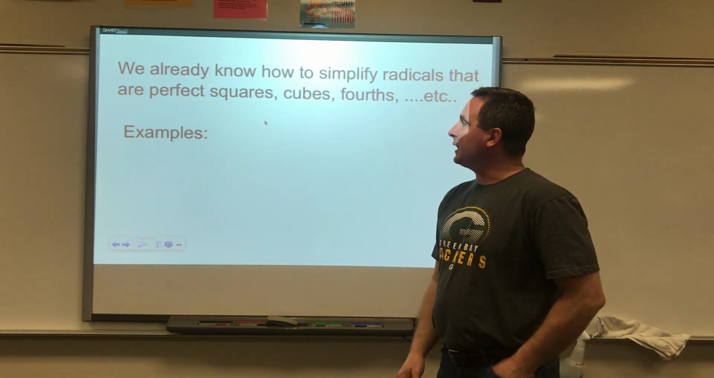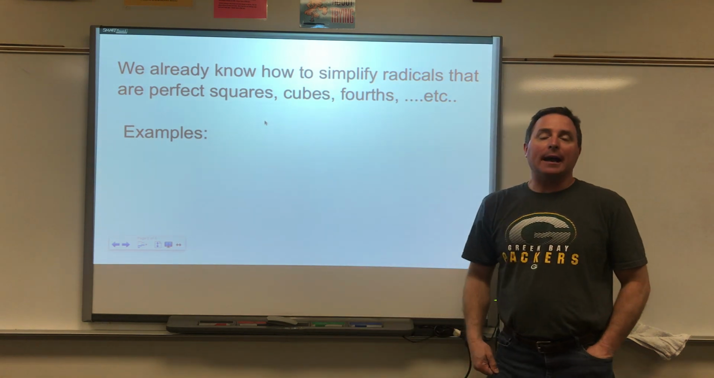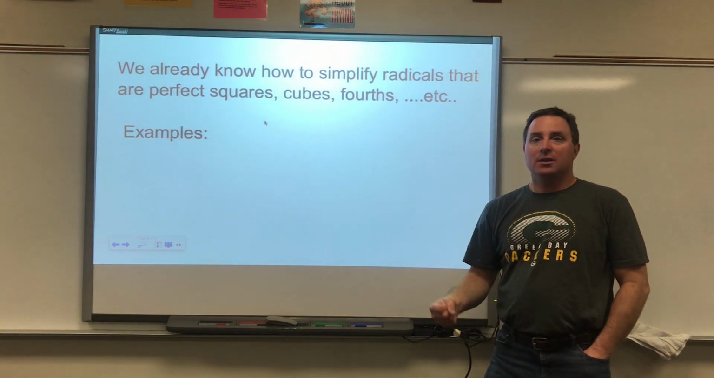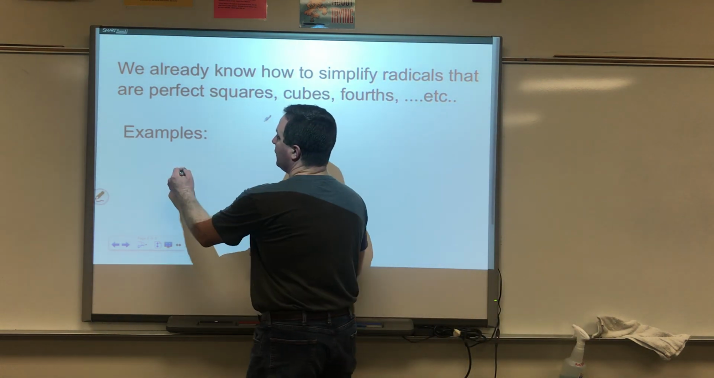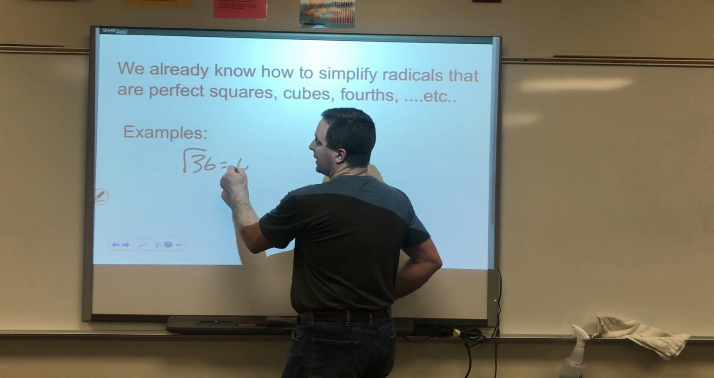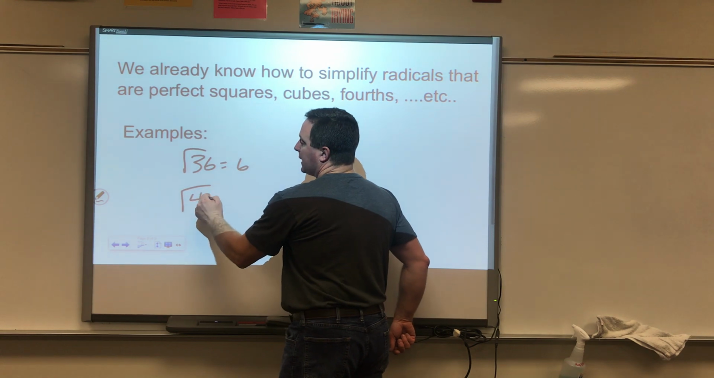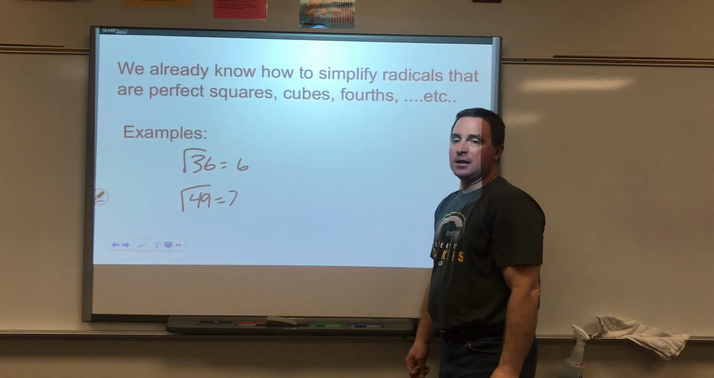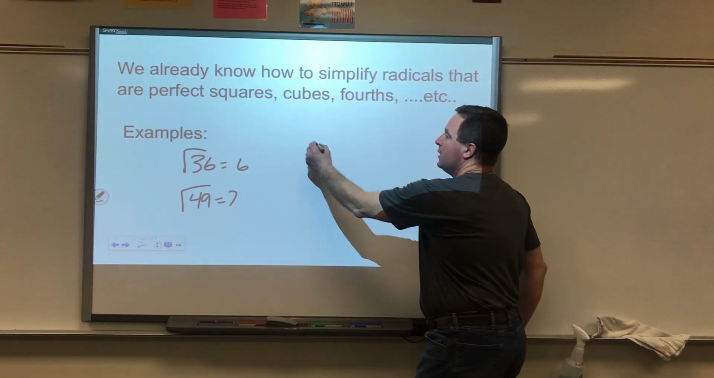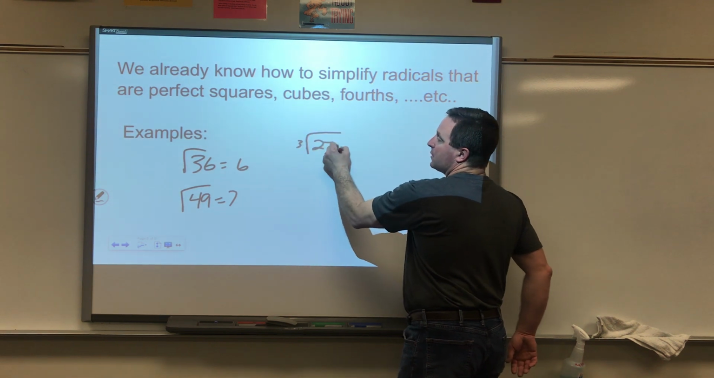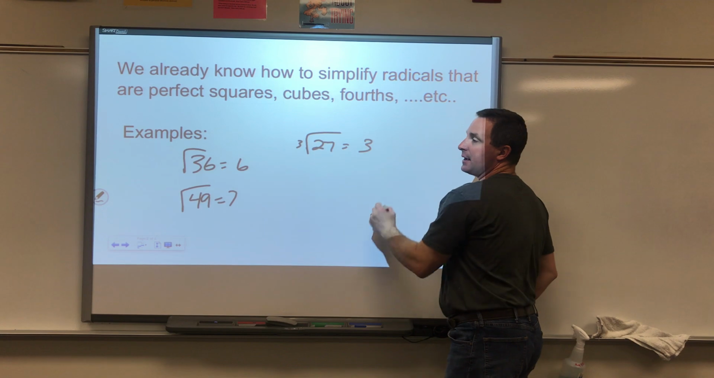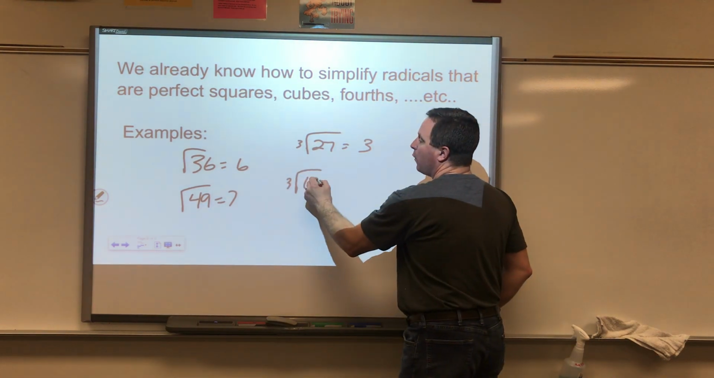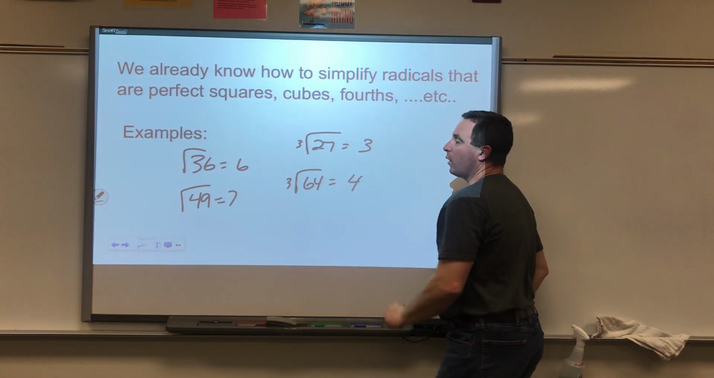Okay, we've been working a lot lately with simplifying radicals that are perfect squares, square roots, perfect cubes, cube roots, and so on. For example, we know the square root of 36 is 6. The square root of 49 is 7, and so on. Those are some perfect squares. We've also worked a lot with perfect cubes. The cube root of 27 is 3. The cube root of 64 is 4.